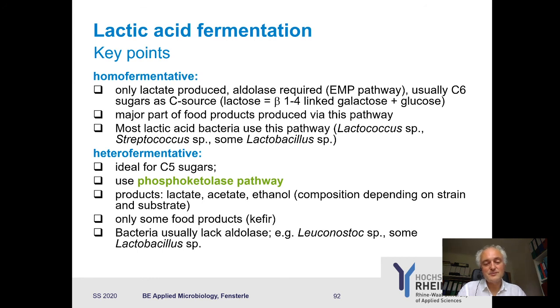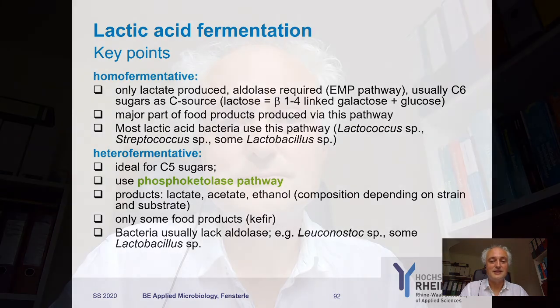In general, these bacteria don't have an aldolase, and so if you have a lactic acid bacterium, by using sequencing and looking at whether they have a functional aldolase, you could already predict whether they are homofermentative or heterofermentative. Examples which are heterofermentative are Leuconostoc and some Lactobacilli species.